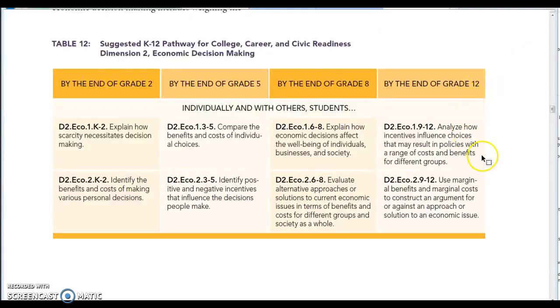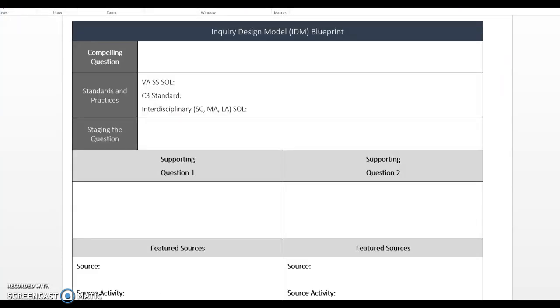Now, real quick, just so you get a sense of how this looks in a lesson plan. This is the framework you're going to use. You put your compelling question here. You'll identify the Virginia Social Studies SOL from your appropriate grade, K through 5. You would input your C3 standard here. You'll have an interdisciplinary standard, science, math, or language arts, there. You would put your staging the question activity, whatever it is you're having students do, in this space. And then you have your supporting questions there and there.